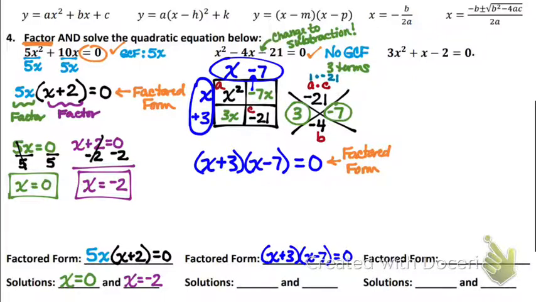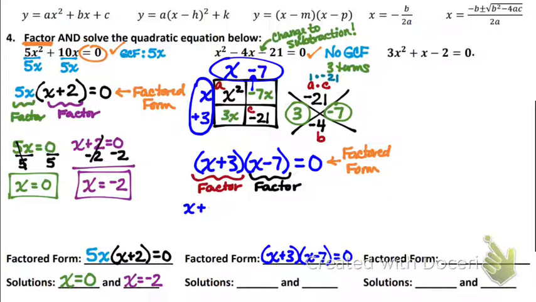Does it matter what order I write those factors down in? Nope. It can be x minus 7 and then x plus 3 if I want it to. This is a factor. And this is a factor. What do I do with those factors? Set them equal to 0.